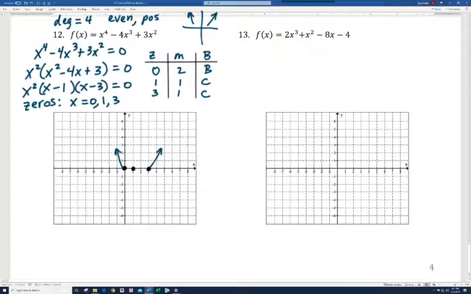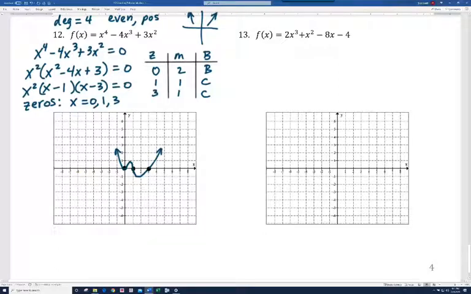So when we get to 0, we're going to bounce because our multiplicity is even. And then when we get to 1, we're going to cross, and then we'll also cross at 3. All right, so that's number 12.